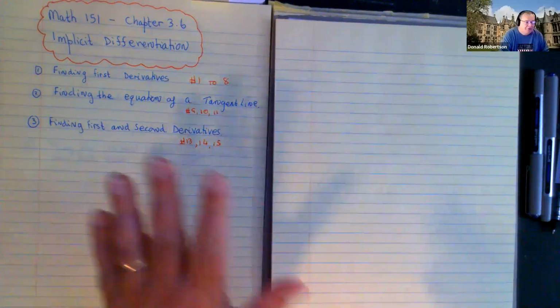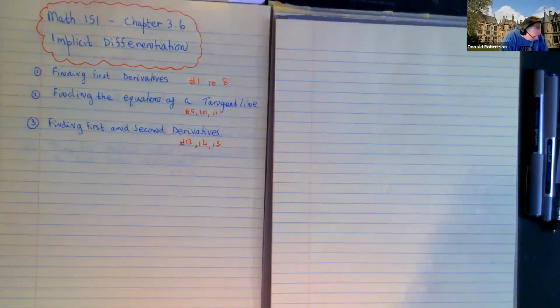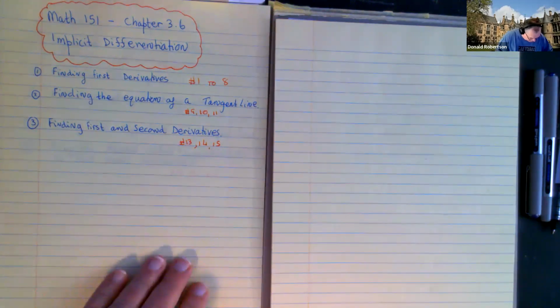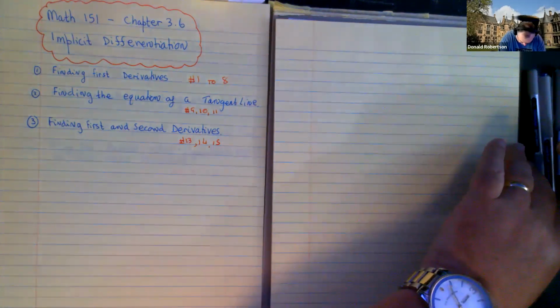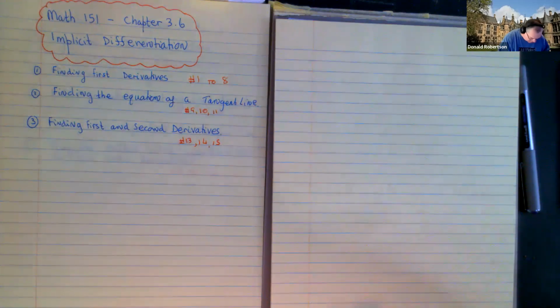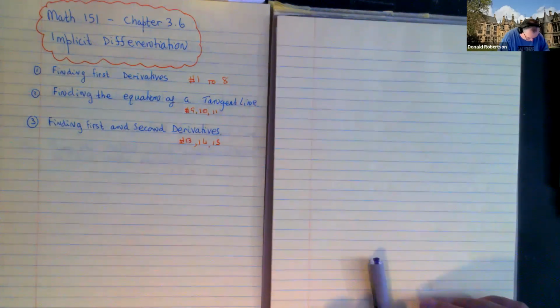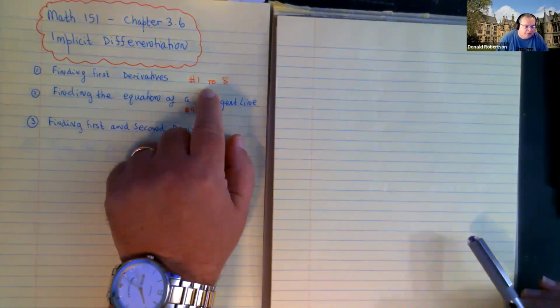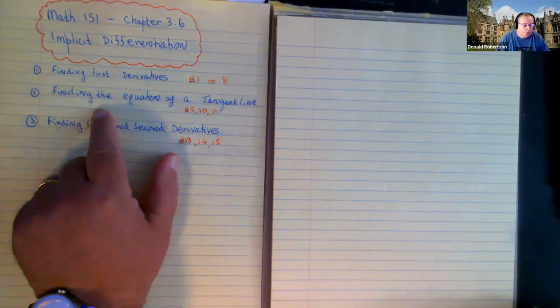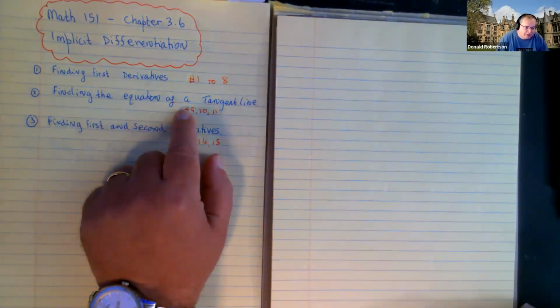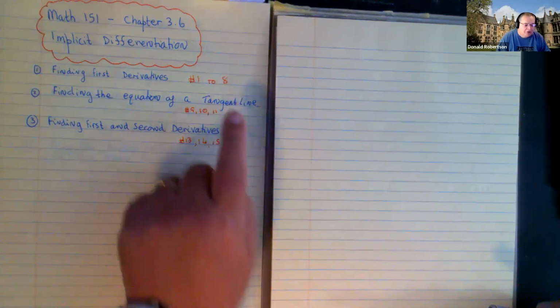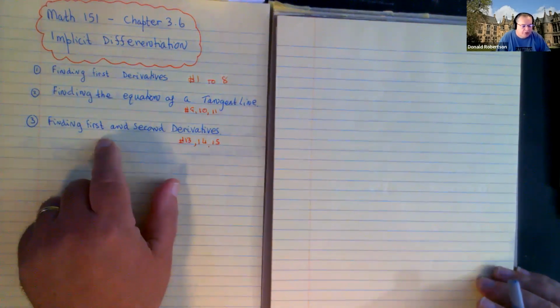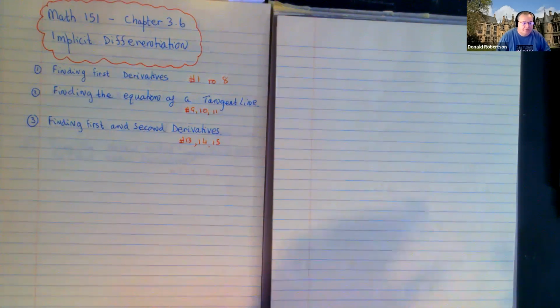Essentially finishing off today, implicit differentiation. I'm going to try my best to get as far through the last section, which is logarithmic differentiation. So let's begin. We already have done lots of questions on finding first derivatives. I'm going to do one more where we get to find the equation of tangent lines. And then the last thing we're going to do is find first and second derivatives of implicit expressions.